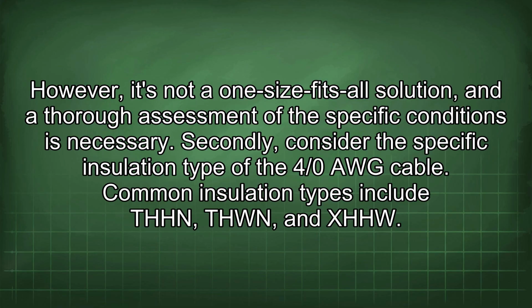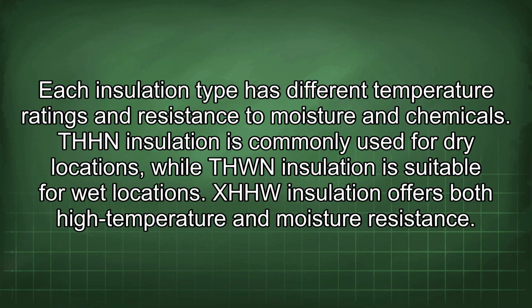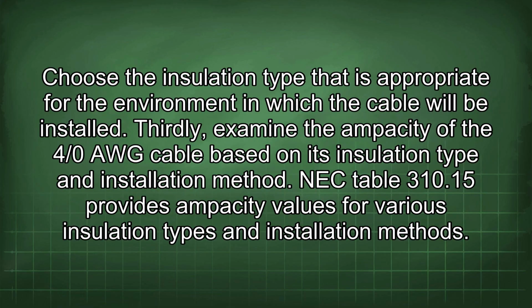Secondly, consider the specific insulation type of the 4/0 AWG cable. Common insulation types include THHN, THWN, and XHHW. Each insulation type has different temperature ratings and resistance to moisture and chemicals. THHN insulation is commonly used for dry locations, while THWN insulation is suitable for wet locations. XHHW insulation offers both high temperature and moisture resistance. Choose the insulation type that is appropriate for the environment in which the cable will be installed.